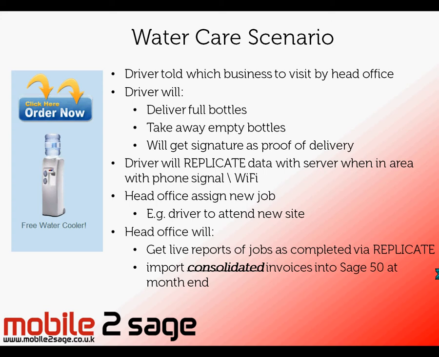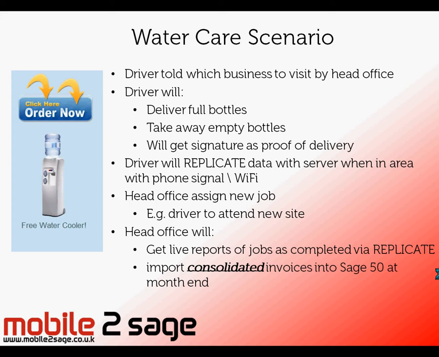So let's have a look at our scenario. It's for a company that deals in the water care industry, i.e. they deliver water bottles to businesses. And the head office would like their drivers to have a schedule and be able to tell them which businesses to visit, and the driver will then deliver full bottles and take away empty ones so that they can be credited back to the customer. They will then take a signature at the end of the job as proof of delivery.